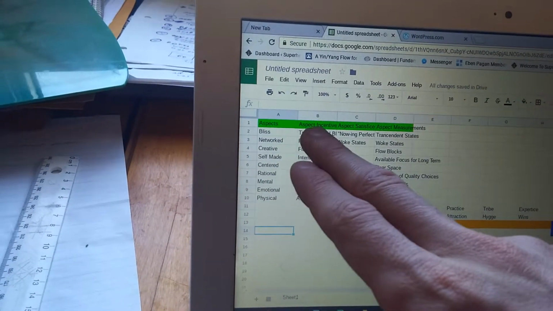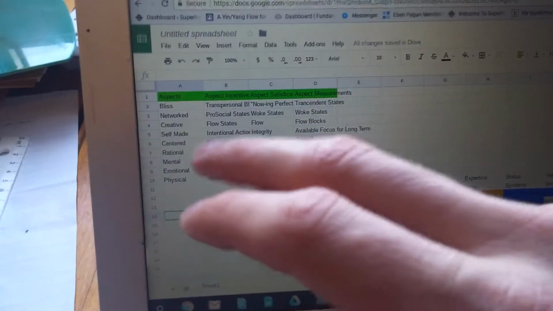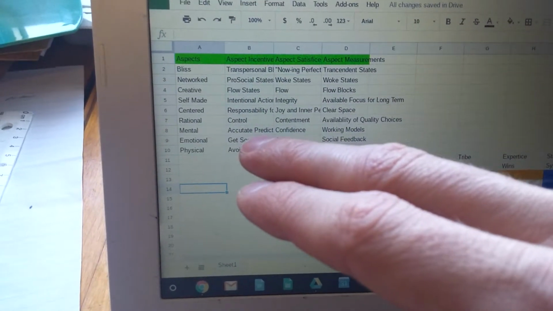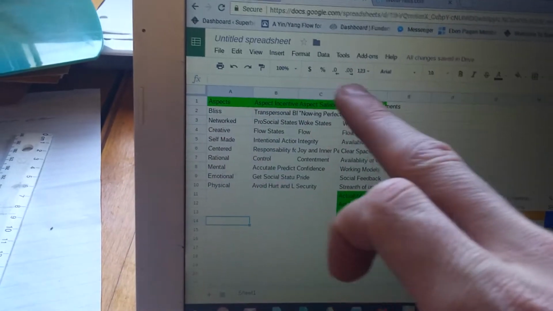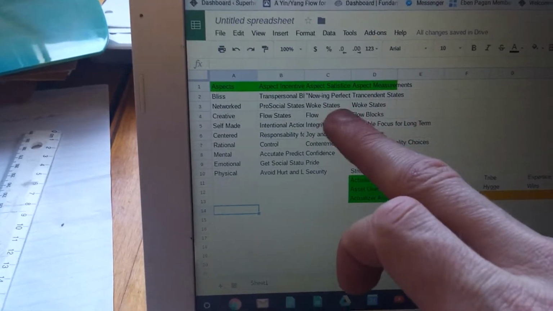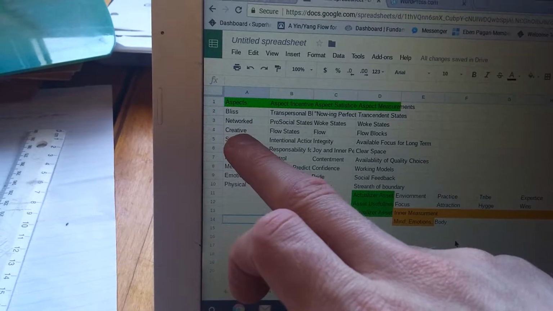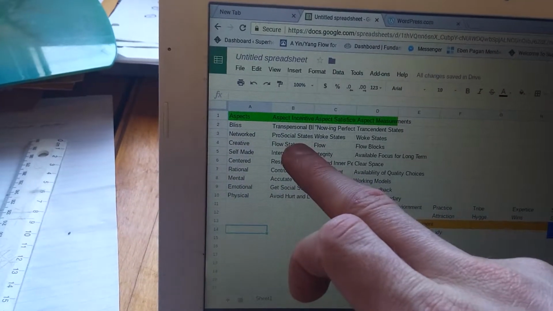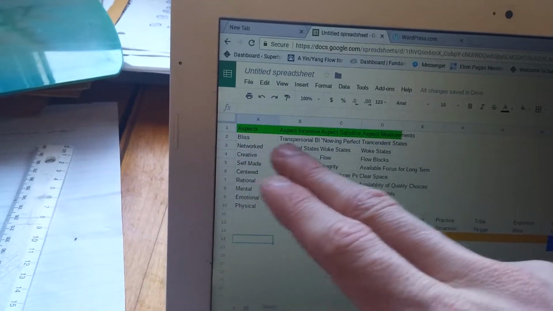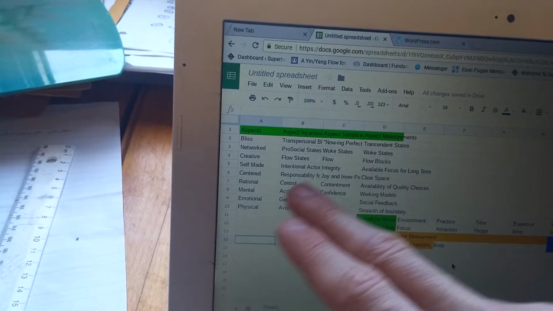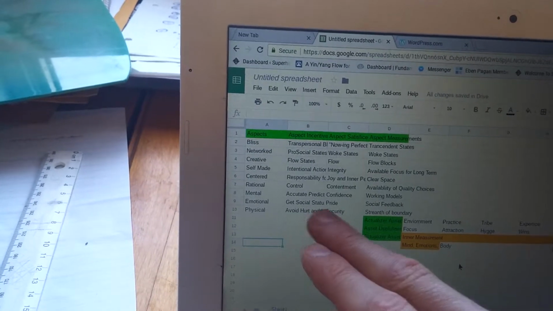But essentially, the aspect incentives are basically the process that these guys go through to get what they want, which is the satisficer. I know this is really complicated, but essentially this is a person, you could say creative Eric uses flow states to achieve a state of flow. I know it's obvious, but a networked Eric focuses on pro-social states to get woke states. Or a physical Eric focuses on avoiding hurt and avoiding loss to get security.